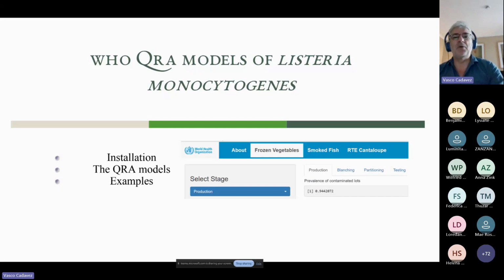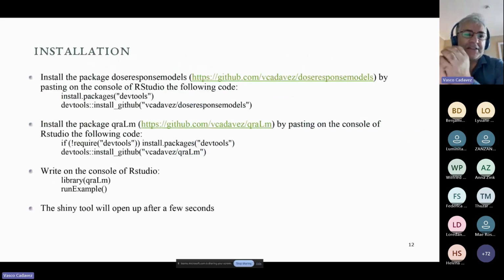Considering the models for Listeria monocytogenes, we have a Shiny application. This picture represents the Shiny application that I'm talking about. We have 3 commodities: frozen vegetables, smoked fish, and RTE cantaloupe. And you can simulate different scenarios with this tool. So for the installation, you need to go to the GitHub repository.